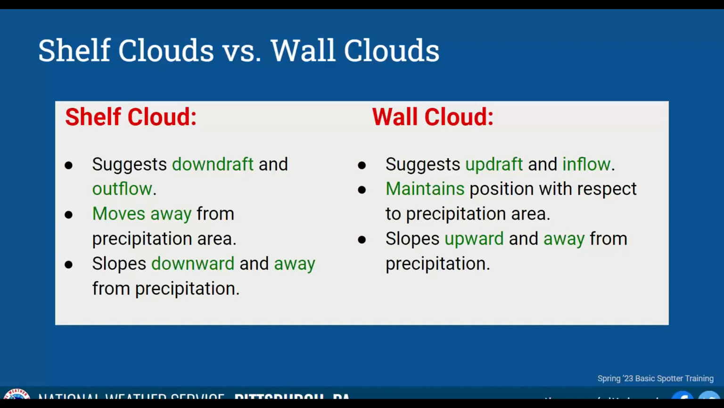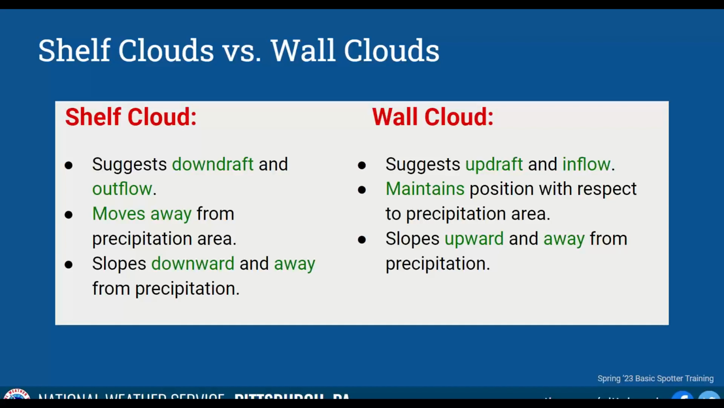It typically isn't moving away from the precipitation area. So if you see this cloud that looks like it's reaching out away from the area of precipitation, that's probably your shelf cloud. It slopes downward and away from precipitation, and generally is not necessarily associated with severe weather. If it is, it's probably just a brief period of gusty wind.